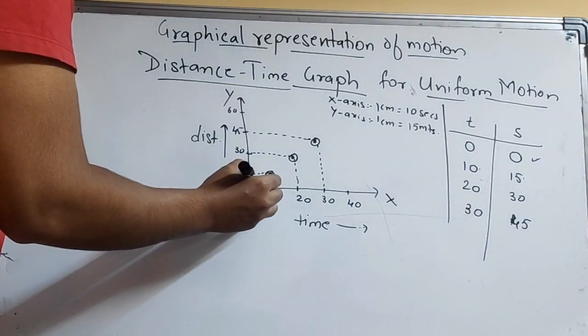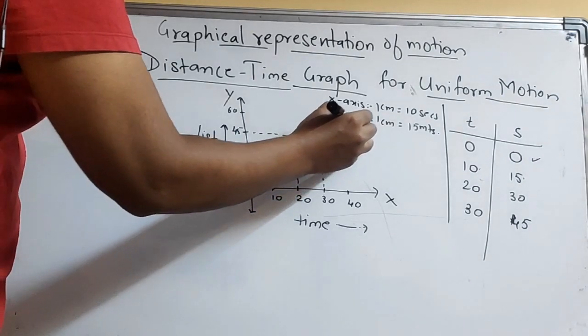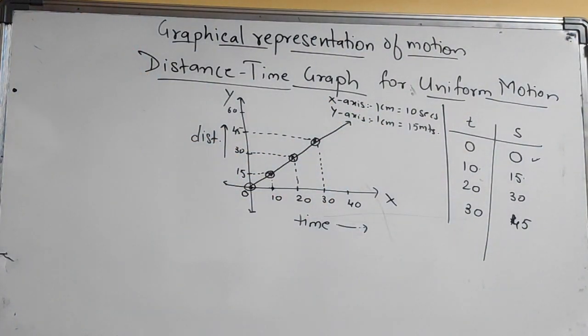If you join these points, you will get a straight line. Now, for an object in uniform motion, the graph is always a straight line. Now, from this graph, we can learn about two things. One, we can find out the distance covered by the object at any given instant.